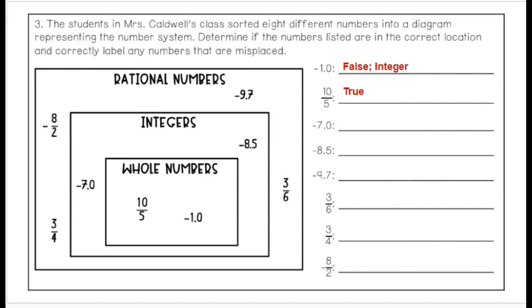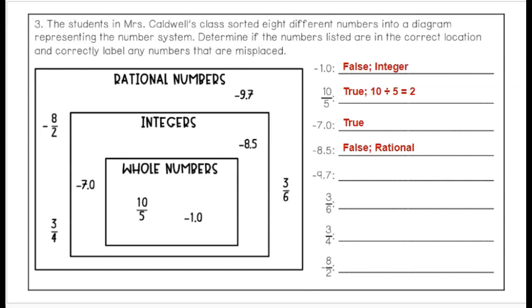10/5. 10/5 is in the correct place of whole numbers because 10 divided by 5 is 2, and 2 is a whole number. -7 is true. It is listed as an integer. -8.5 is listed as an integer and it is false because we have a decimal place of 5/10, so it belongs in rational, even though it has a negative sign.